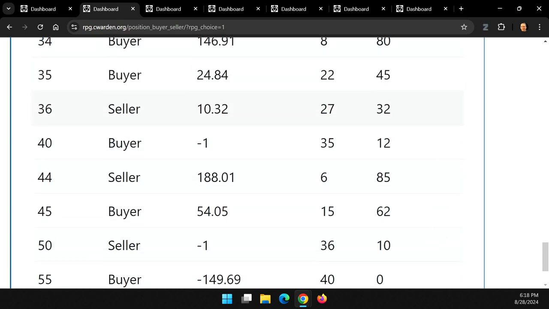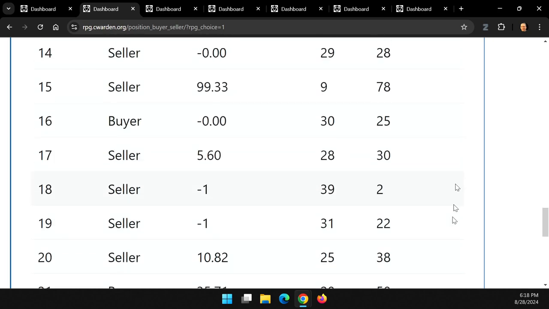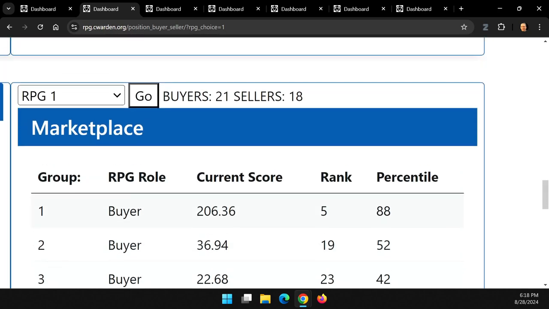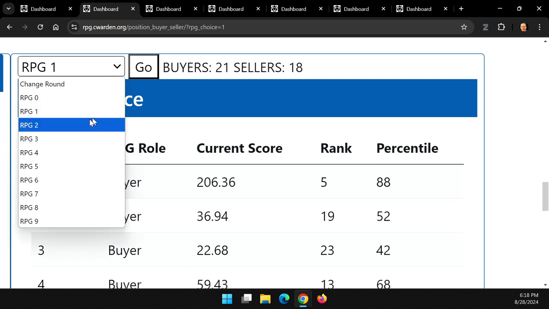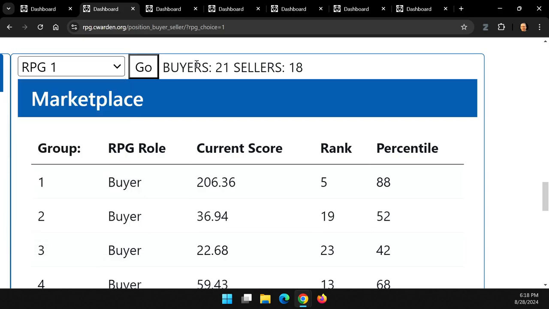Okay, so that's a great way to get an idea what's happening in the marketplace. And you can look at this at any time during the game. You don't need to wait until the end. You can see this during the game right from the beginning as soon as some groups start making deals. And you can choose to look at other rounds to understand the history of other groups.